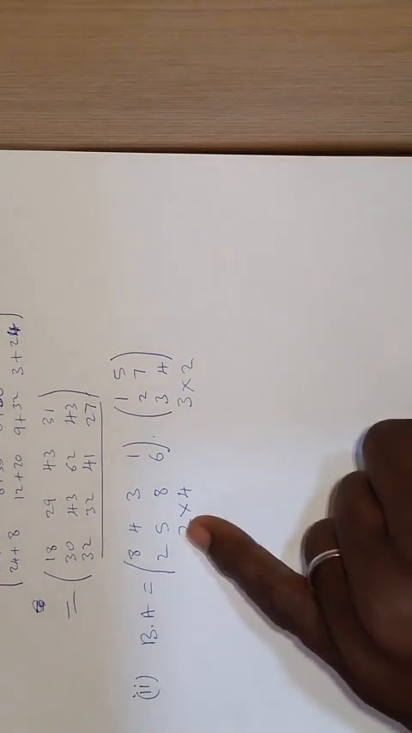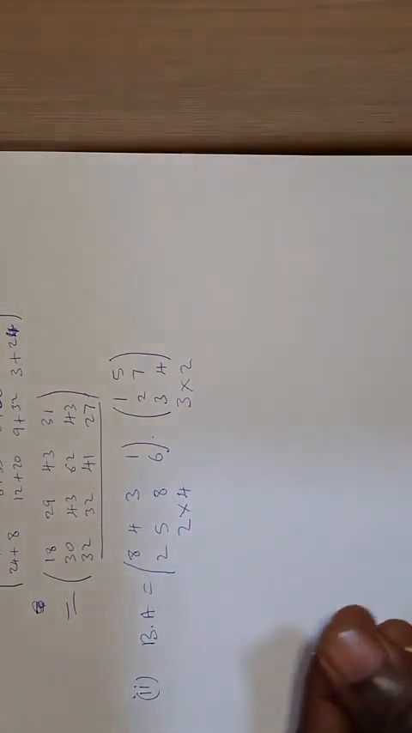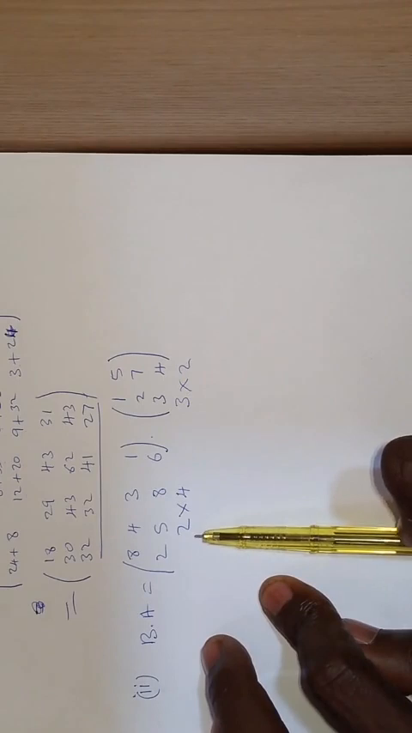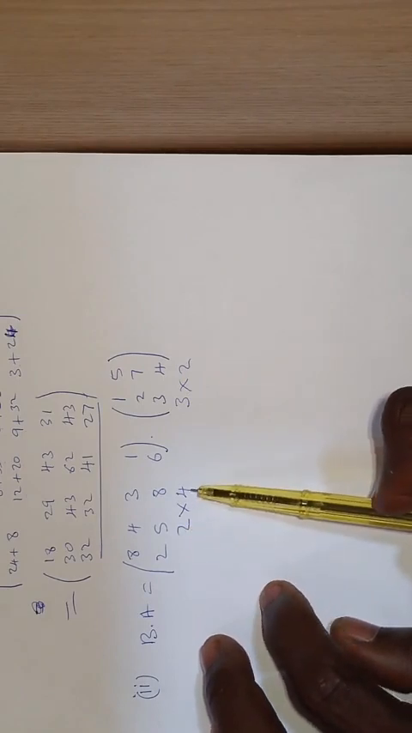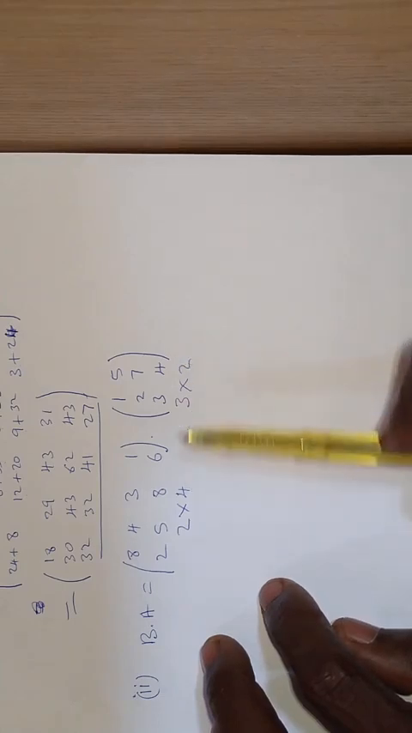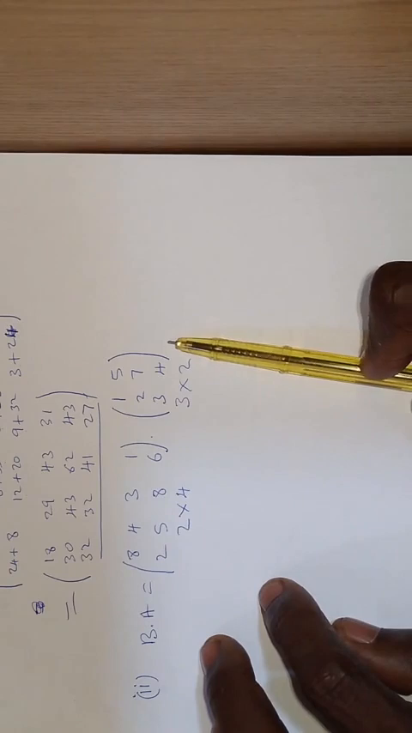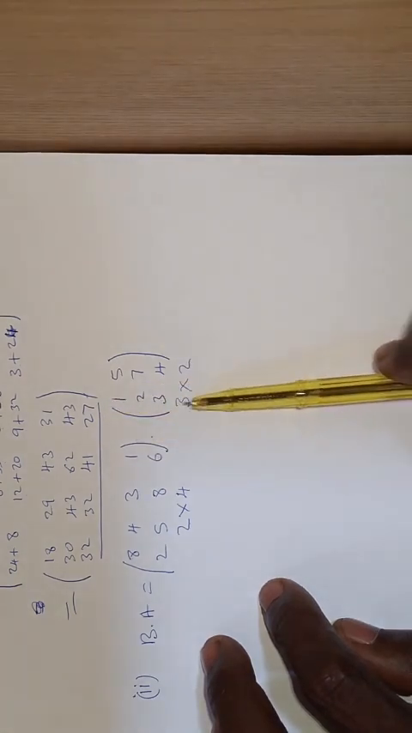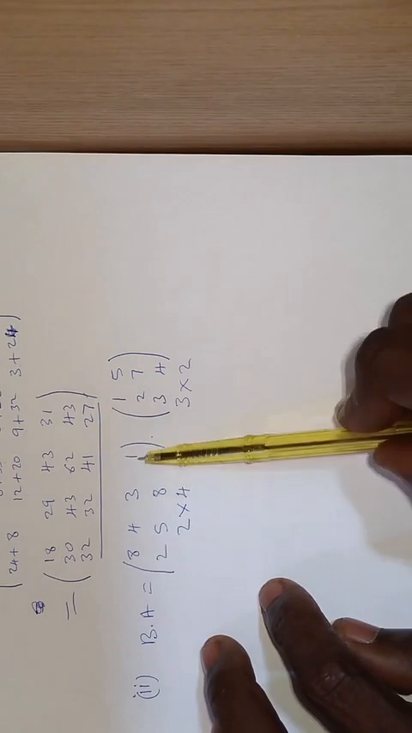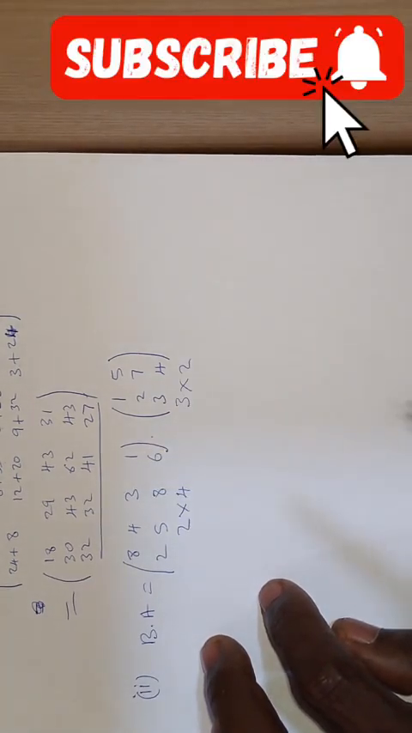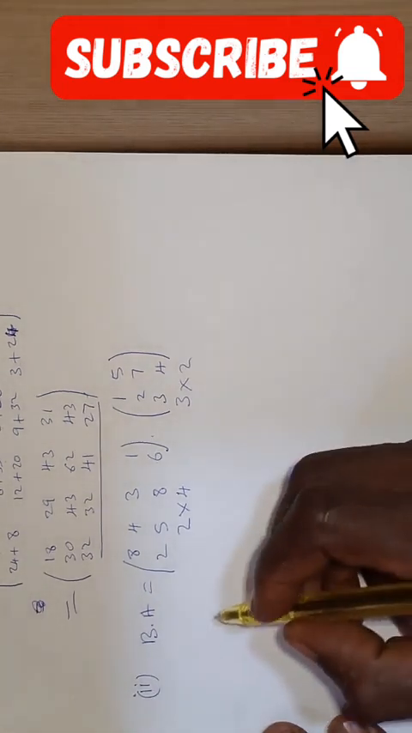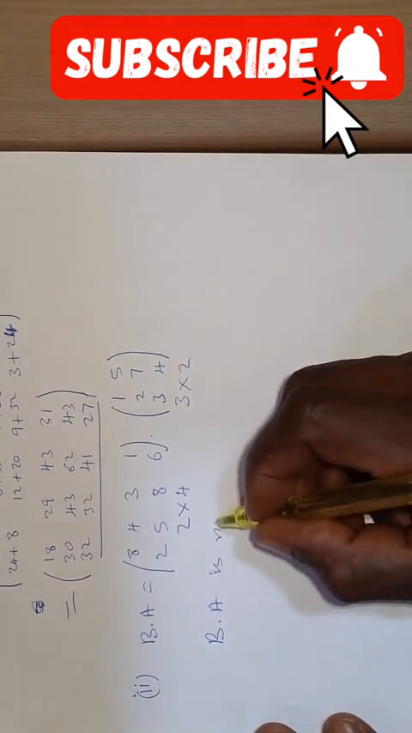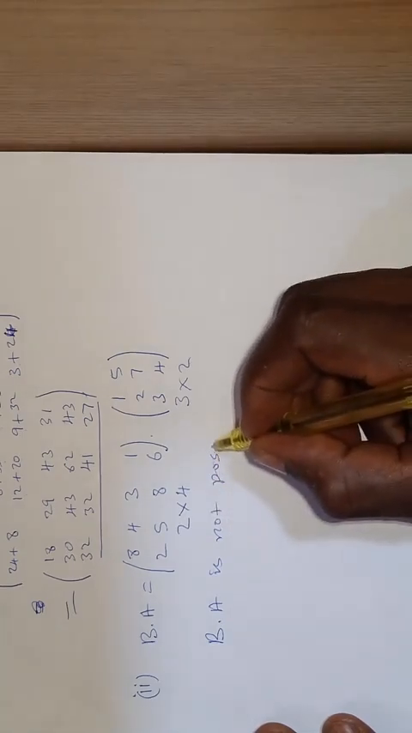And remember, if this was a 2 by 3 matrix, then we can multiply it by this. But since this is a 2 by 4 matrix and this is a 3 by 2 matrix, this matrix cannot multiply this, because if we are to multiply this first row with this first column, the number of elements here are not equal to the number of these elements. So as a result of that, we cannot multiply this. So B dot A is not possible.